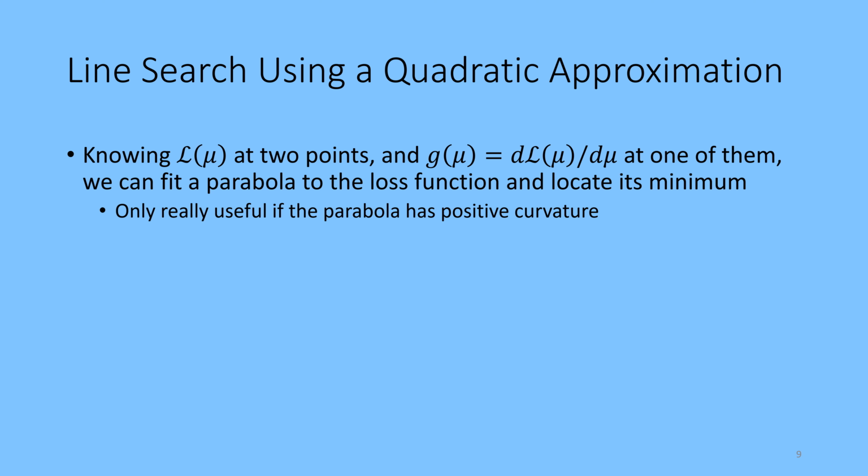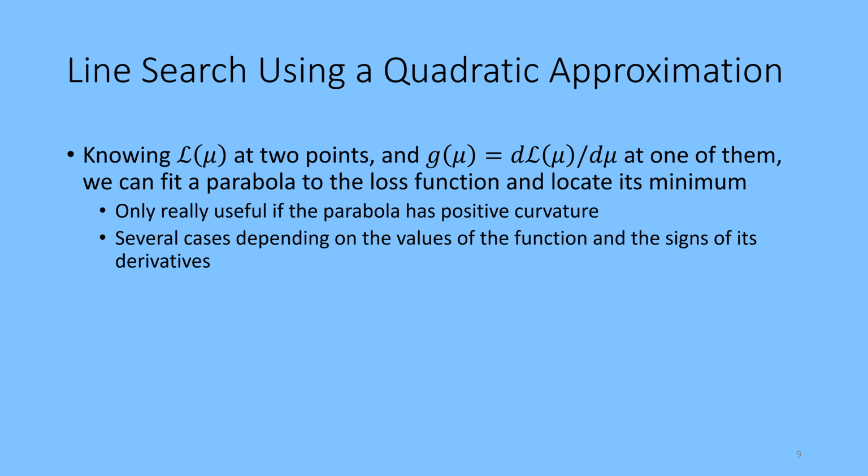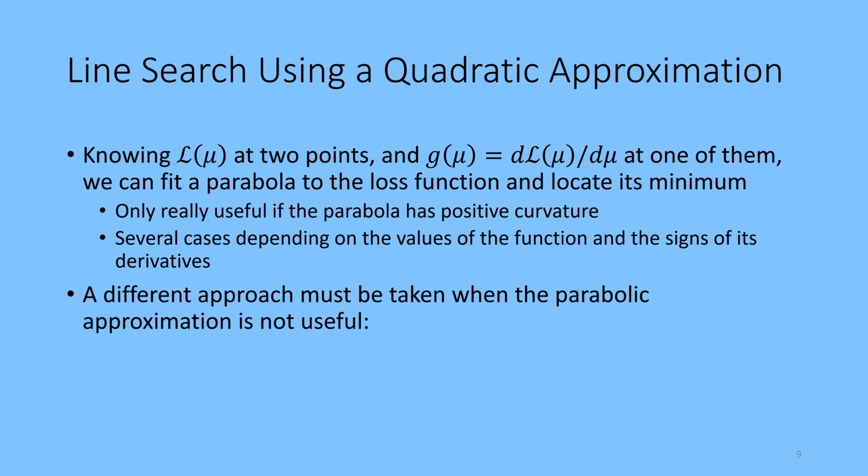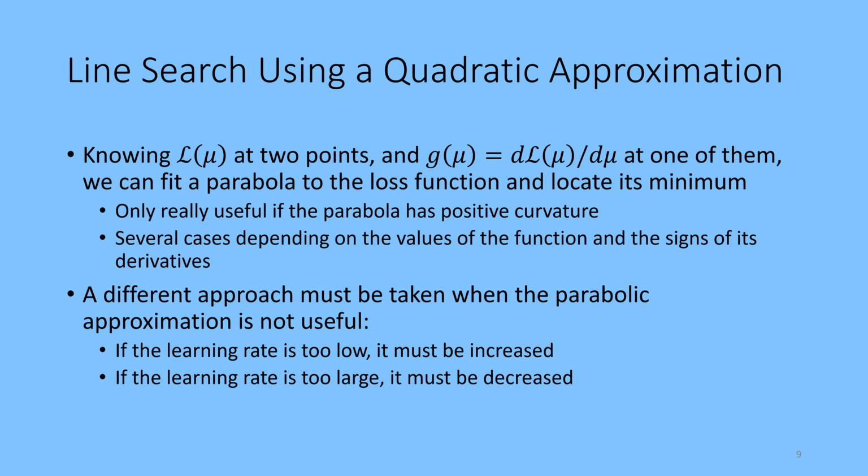This approximation is only really useful if the parabola has positive curvature. Several cases depending on the values of the function and the signs of its derivatives must be considered. When the parabolic approximation is not useful or convenient, we examine the values of the function and the signs of its derivatives to determine whether the learning rate needs to be increased or decreased.